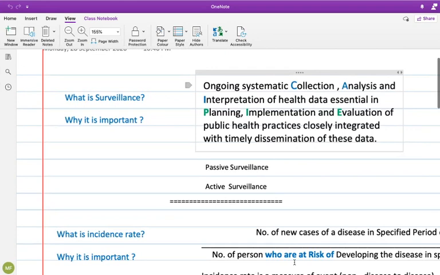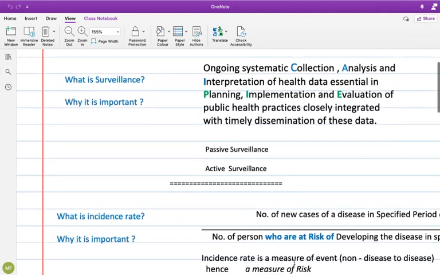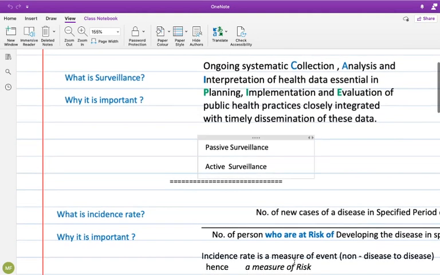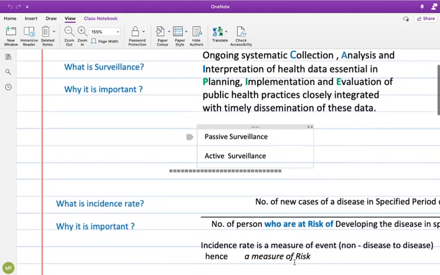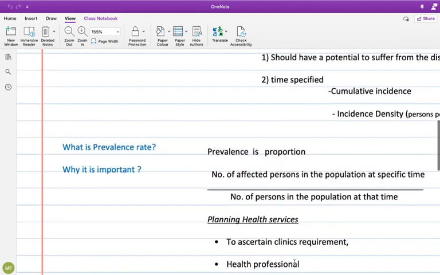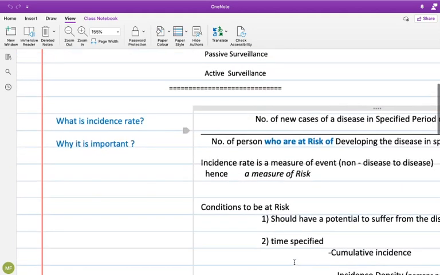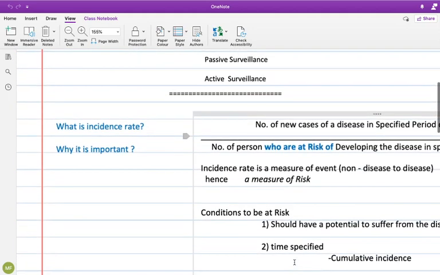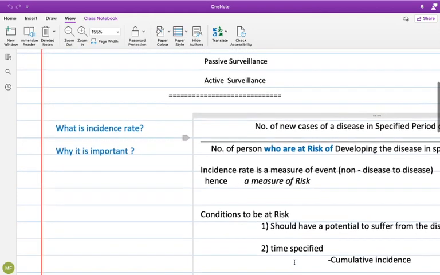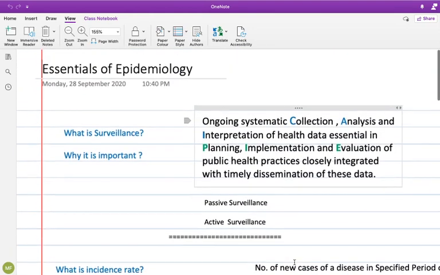Today in this lecture we are going to discuss three core things. Number one, what is surveillance? What is incidence rate? And what we learn about the prevalence rate. Along with these three questions of surveillance, incidence and prevalence, we are going to study why they are important.